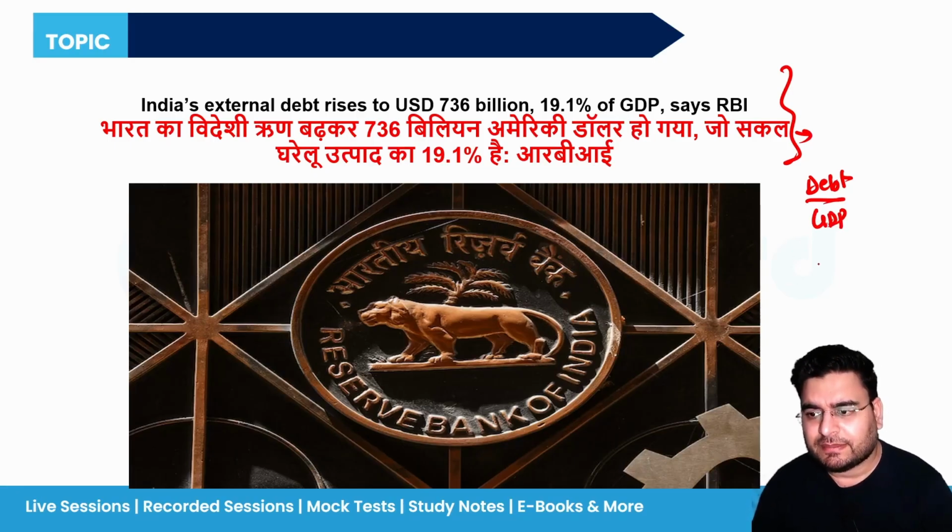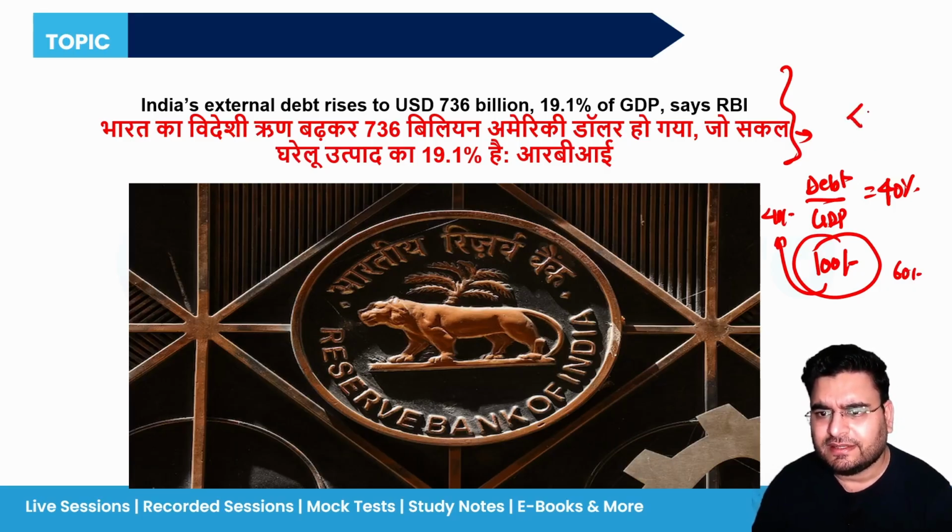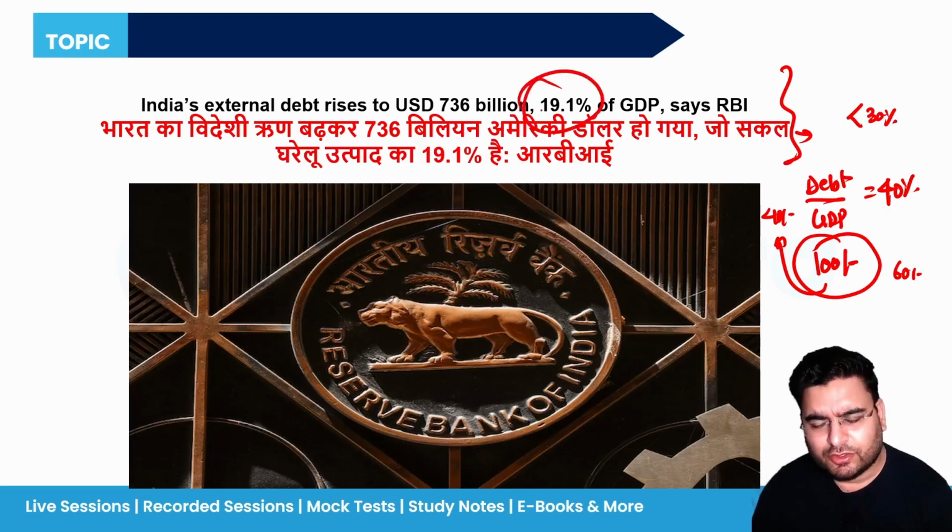It says that, for example, if we are creating 100 rupees in our nation, and if our debt to GDP ratio is, let's say, 40%, it says that out of this 100 rupees, we have to pay 40 rupees as debt. It means we are left with only 60 rupees, right? So they say that the debt to GDP ratio should be less than 30%. Okay, so right now it is in controllable level, right? So please remember this thing.